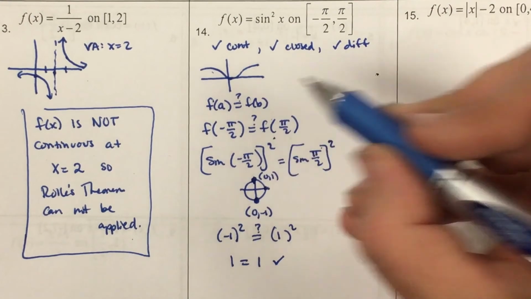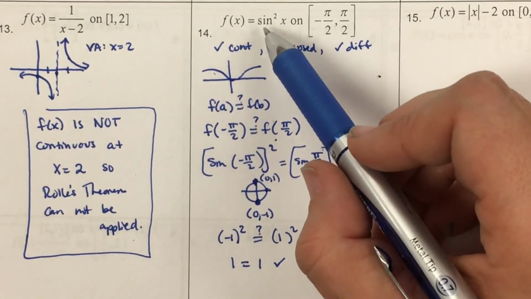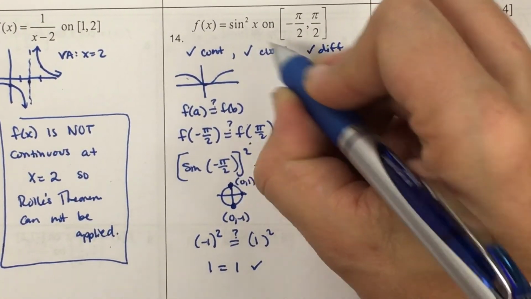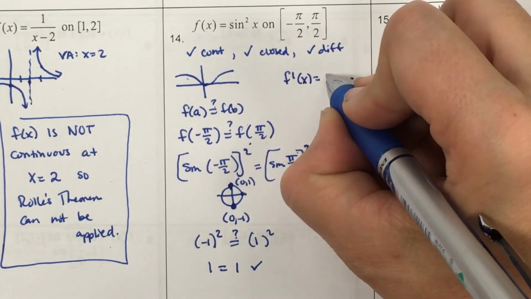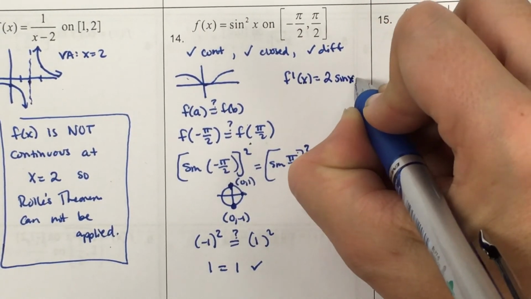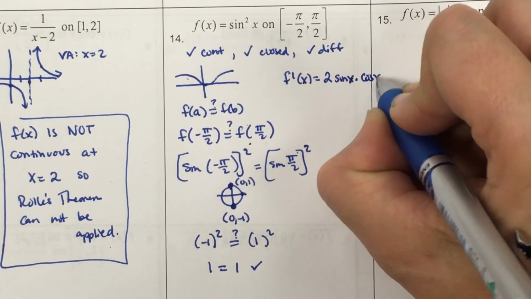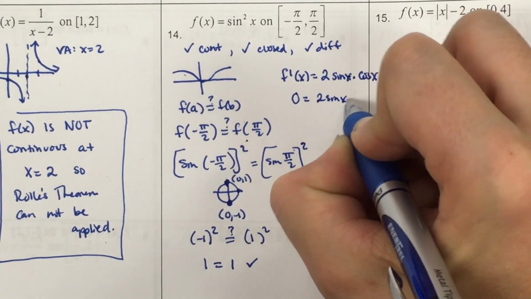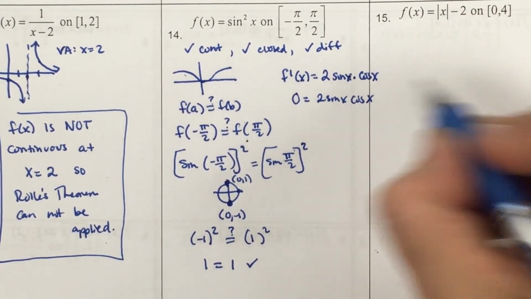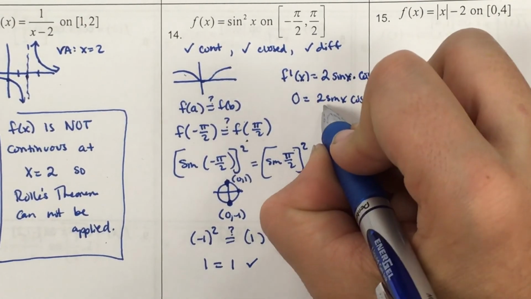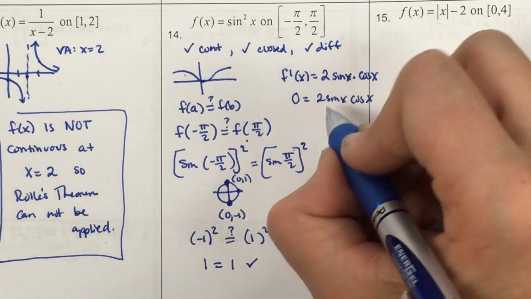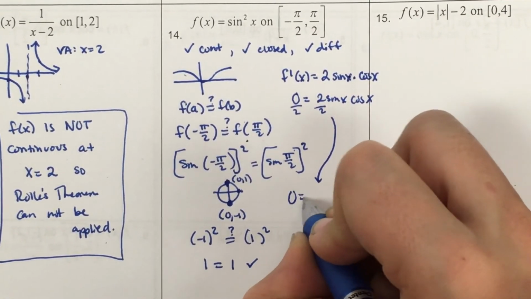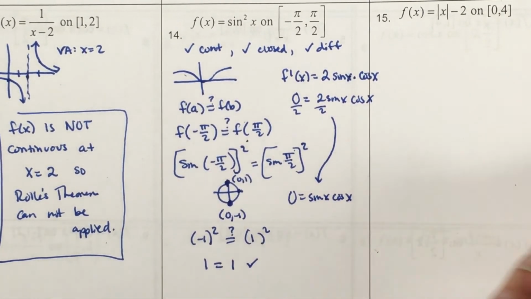So all the conditions of Rolle's theorem are met, which means now the derivative of this has to equal 0. So let's go ahead and derive it. F prime of x equals, it's the chain rule. The 2 comes down in front, the inside stays the same, times the derivative of sine, which is cosine. Set that equal to 0, so we get 0 equals 2 sine of x cosine of x. And if that 2 bothers you a little bit, I'm going to just go ahead and divide both sides by 2. So I end up with 0 equals sine of x times cosine of x.